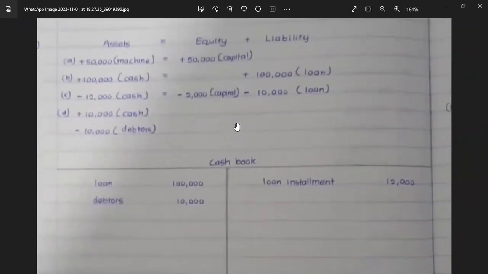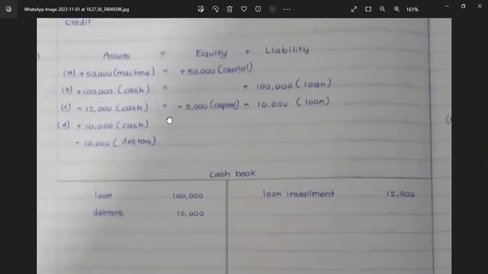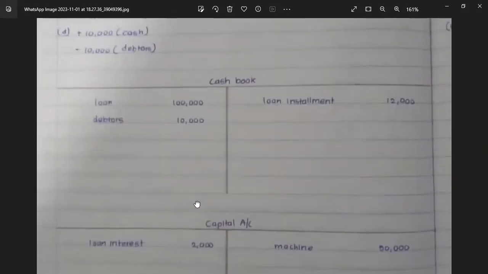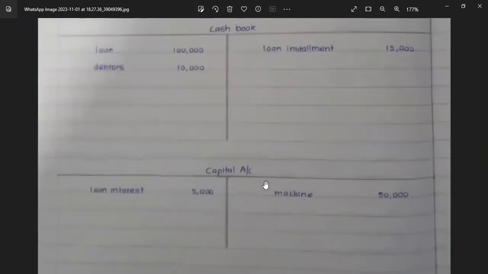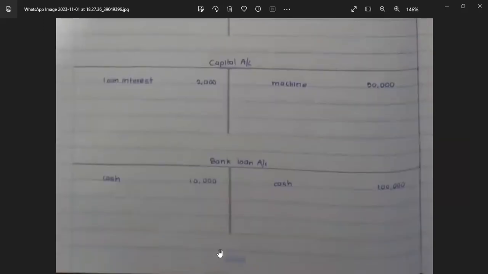Okay, and now the first one. This is the first one: machine asset increase and capital increase. This is capital. Before that, when we post the transactions below, after the cash book you need to write a heading called ledger heading. Why? Only the cash book is concerned as a primary debit, so other ledger accounts should be recorded under the ledger heading.